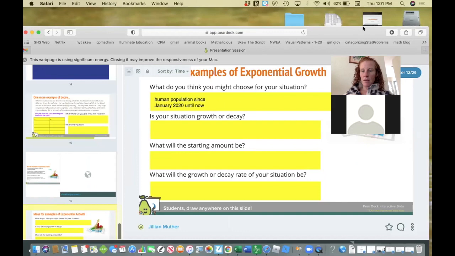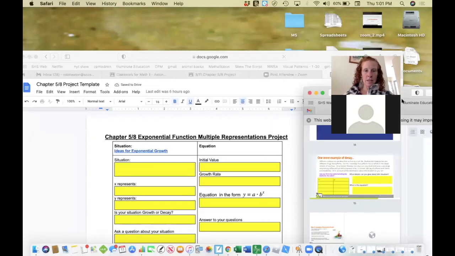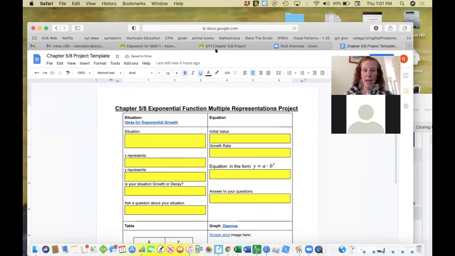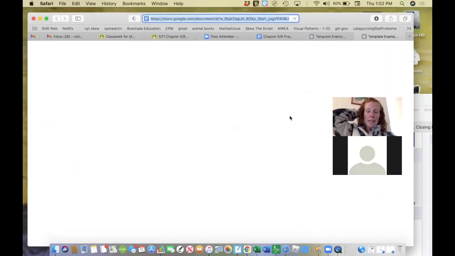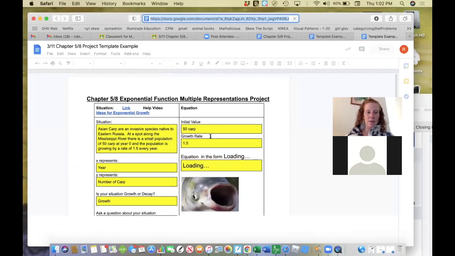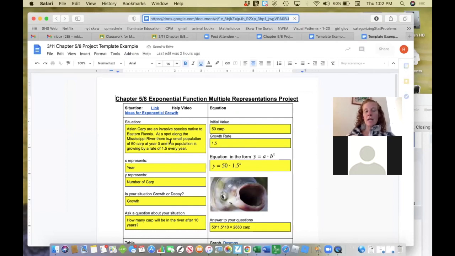a rate. Sorry, just one second, let me see. You're going to kind of pick two variables, right? So like I have an example on here. For mine, I chose invasive species. I Googled it and I looked up that there's some Asian carp that's invasive in the Mississippi River. And so I said, okay, Asian carp is this invasive species. And then I just chose a starting value. I said, okay, let's start with 50 carp and the rate they're going to multiply by is 1.5. So you pick a situation, you pick a start and then a rate.